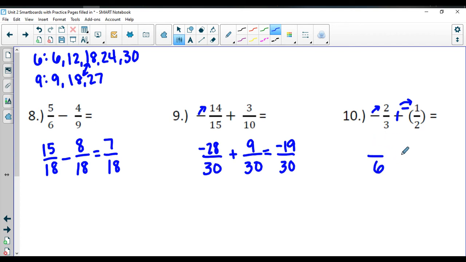You said 6. You're on the right track. 3 times 2 is 6. 2 times 2 is 4, and make it negative. 2 times 3 is 6. 1 times 3 is 3, and make it negative. Keep your denominator. Negative 4 plus negative 3 is negative 7. It's improper, but we're going to leave it that way as long as it's reduced.